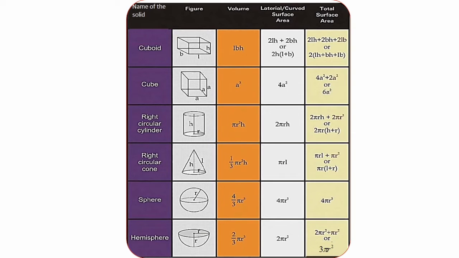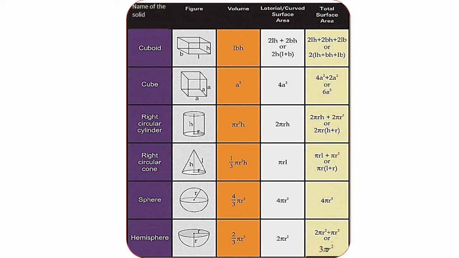The total surface area is pi r into L plus R. Next shape is sphere, where the radius is represented by the letter R. Then the volume is given by the formula 4 by 3 into pi r cube. Curved surface area is 4 pi r square and the total surface area also has the same formula, 4 pi r square.